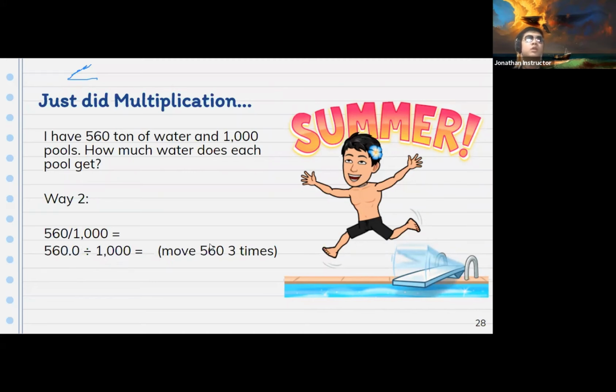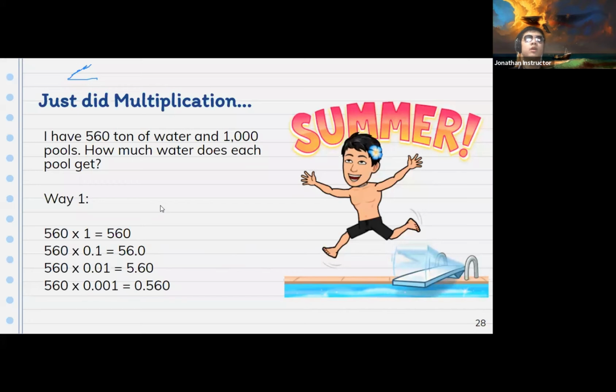So we have 3 zeros, so we move the decimal point 3 times. So it's just going to be 0.560. This is a faster way to do it with powers of 10. But if you want to see the process of getting there, you just go back to way 1, where you multiply by 1, 1/10, 1/100, and 1 over 1,000.